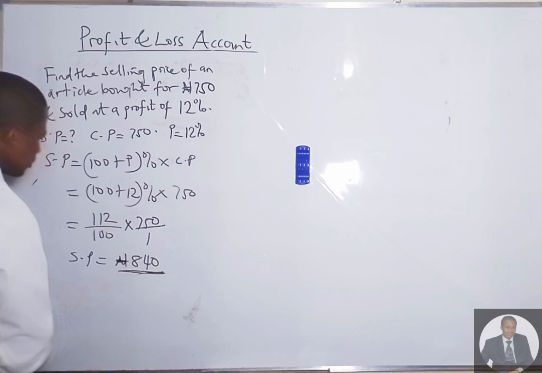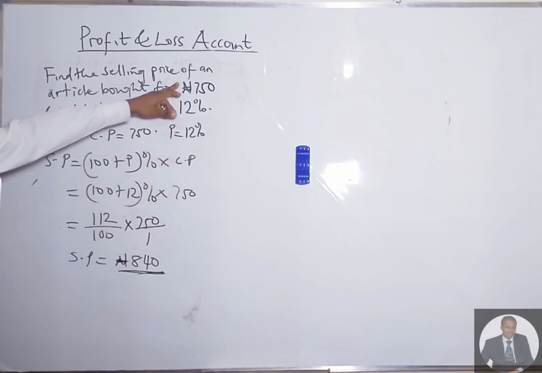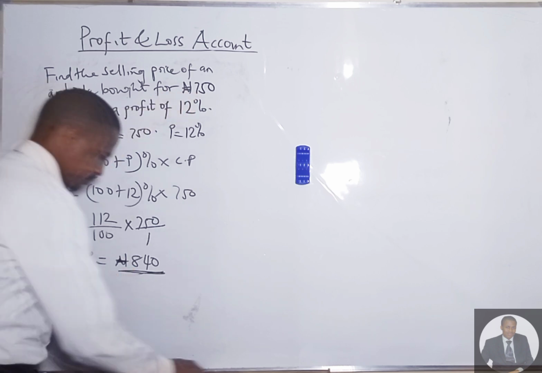840 naira. By the time we are done with the calculation, it gives us 840 naira. So he made some profit after buying the article for 750 and he sold it at 840.